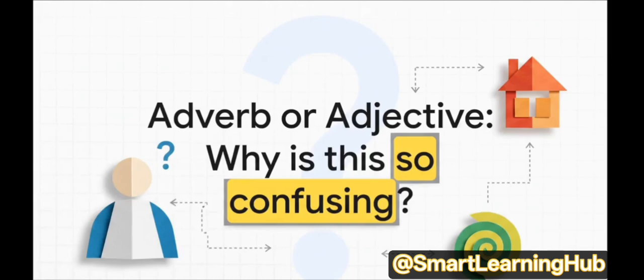Adverb or adjective? Why is this so confusing? It's like a classic grammar mystery, right? You see a word that's describing something, and your brain has to do this quick calculation. Is it describing a thing, or is it describing an action? And it's that little hiccup, that moment of confusion, that we are going to clear up for good today.